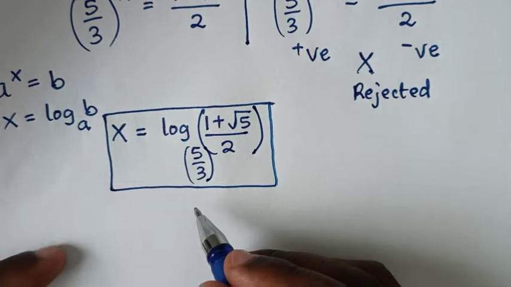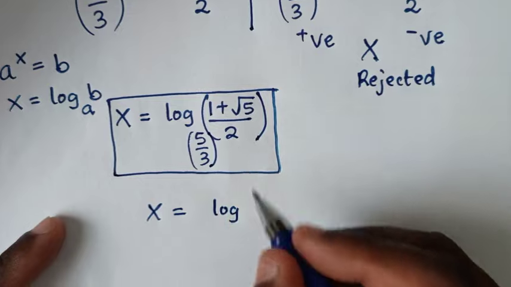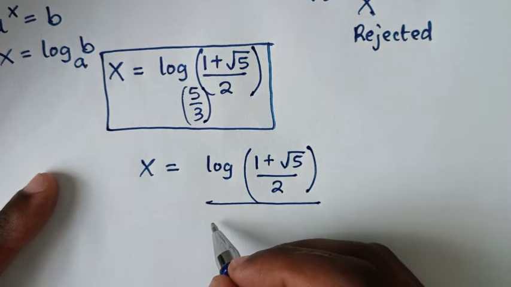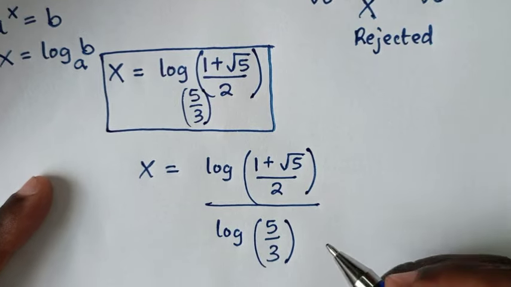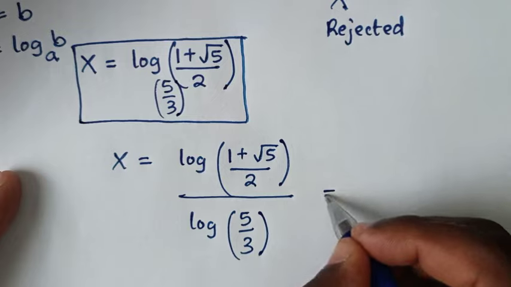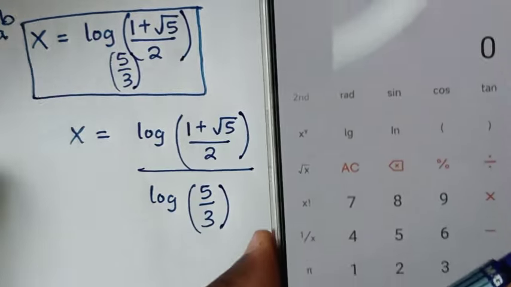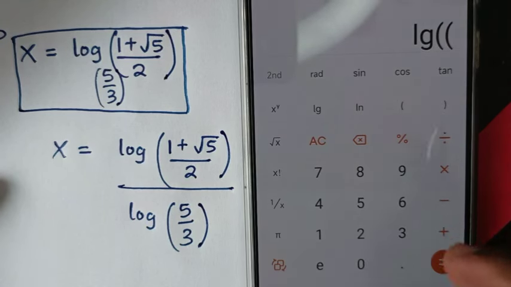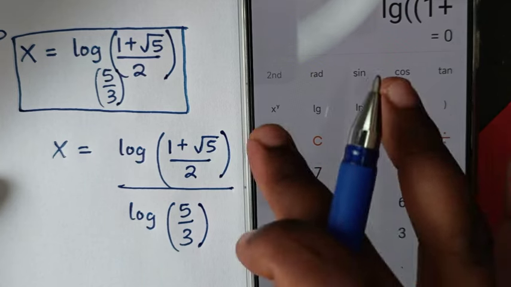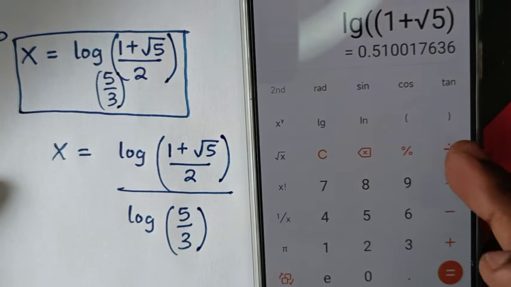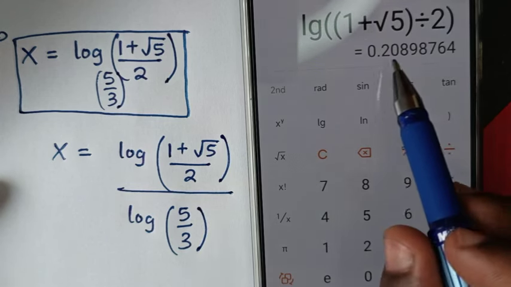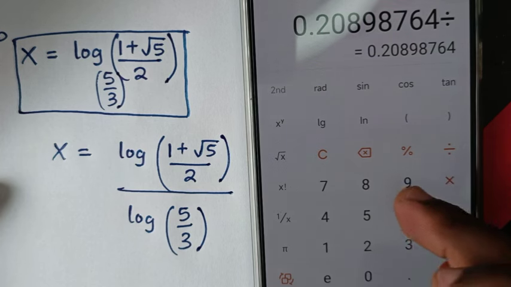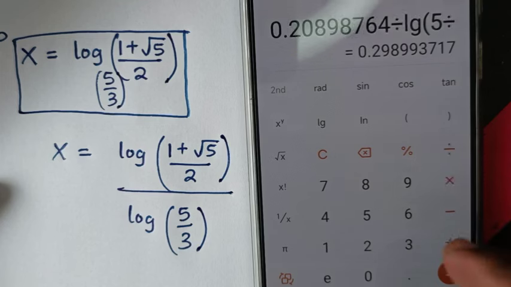This answer is in terms of logarithm. Now to find the exact value, we'll use a calculator. So x is equal to log of 1 plus square root of 5 over 2 bracket, over log of 5 over 3, since a change of base is the same as dividing by log of 5 over 3. Then we substitute this value in the calculator. So by using the calculator, log of bracket 1 plus square root of 5 bracket, then divide by this, then bracket, and we divide by log of 5 divided by 3 bracket.